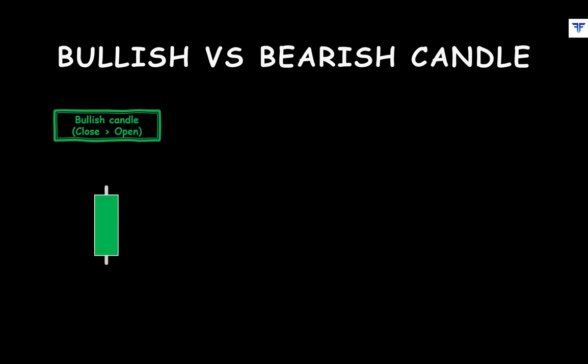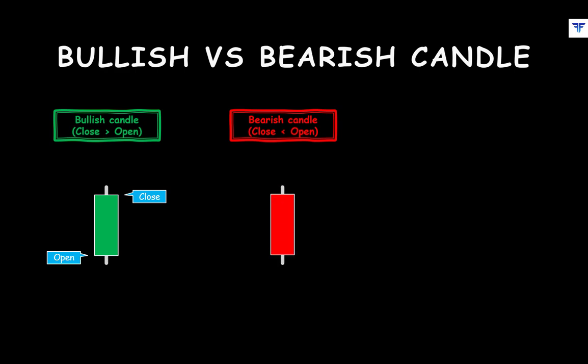A candle could be bullish or bearish depending on its color. Generally, a candle whose body is green colored is a bullish candle whose closing price is above the opening price. A bullish candle suggests that buyers were in control of price for the chosen period. On the other hand, a candle whose body is red colored is a bearish candle whose closing price is below the opening price. A bearish candle suggests that the sellers were in control of price for the chosen period.